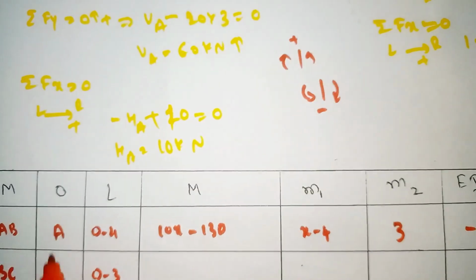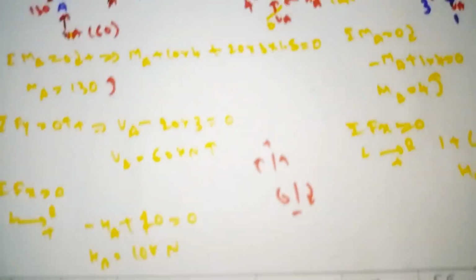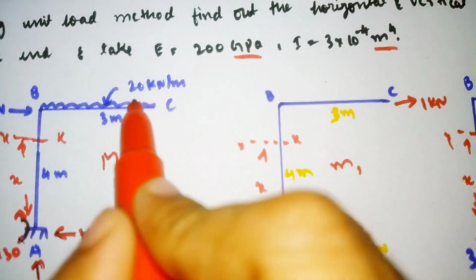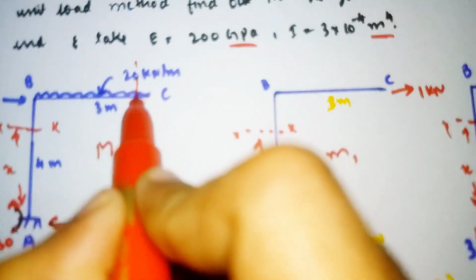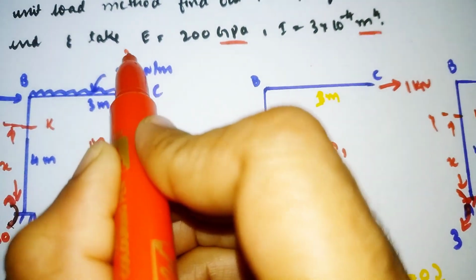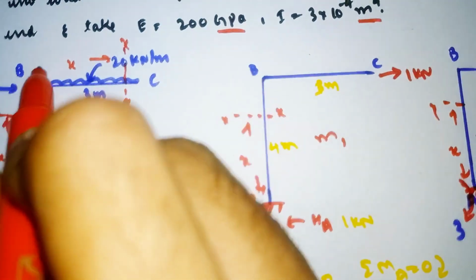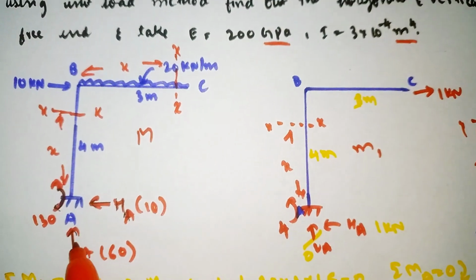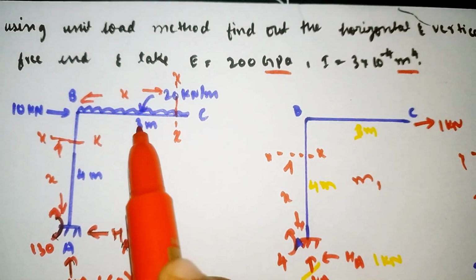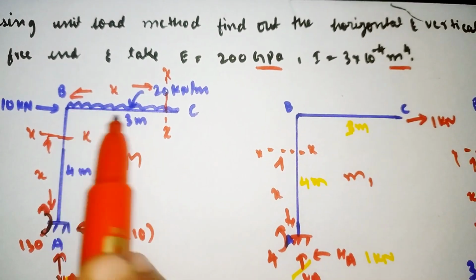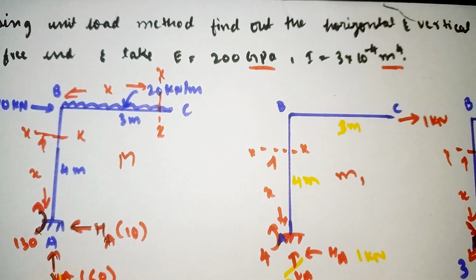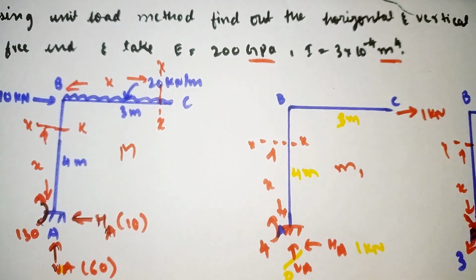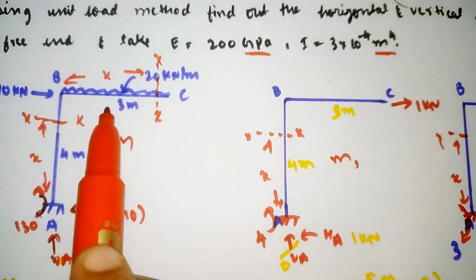For BC we have taken origin as B. So if you cut the section X-axis away from the origin B at a distance of X, here VA is moving upward. Upward means positive. At what distance is it moving from here to here? We need to see the perpendicular distance. So for VA, the perpendicular distance is X. So VA into X. VA has the intensity of 60. So 60 into X.